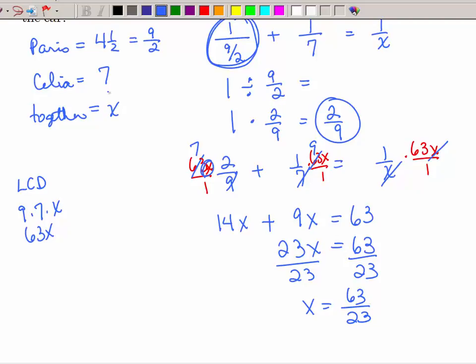Now remember, we wanted to know Paris can do it in 4.5 hours, Celia 7. So your answer should be less than those, because if you work together, it should be less time. And if you notice, 2 times 23 is 46. So 23 goes into 63 2 times with some left over. And so that means it's a little bit more than 2 hours. But again, you don't need to worry about that. This would be sufficient.